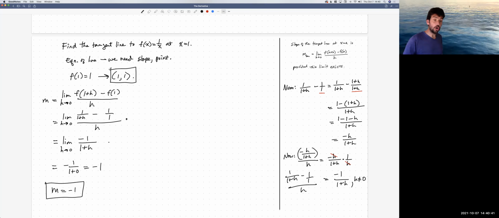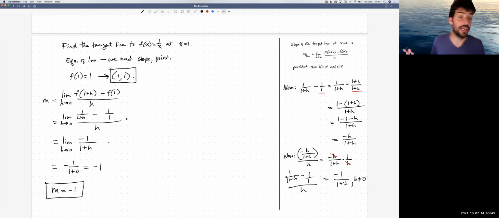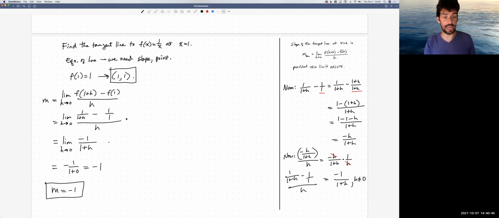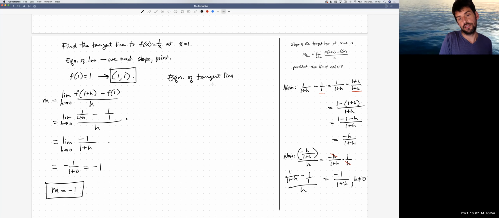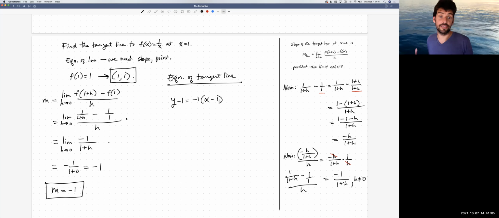Okay. Our goal was to find the equation of the tangent line. And so now we have a point and we have the slope. So I can write the equation. So the equation of the tangent line, we'll use the point slope form. So I'll have y minus 1 equals negative 1 times (x minus 1). And there it is. This is the equation of the tangent line to the point.